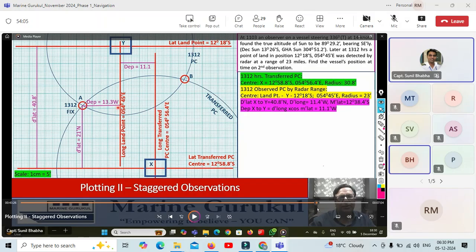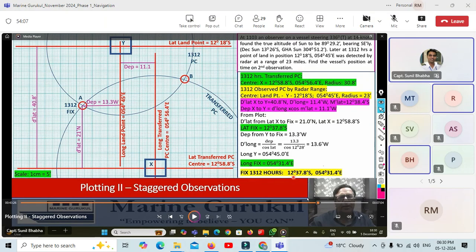Okay, beta. Great. Very good, beta. So these were the staggered plotting questions. So I hope that you are gaining confidence in staggered plots now. I'm closing the screen.